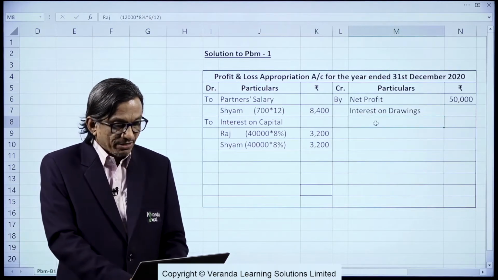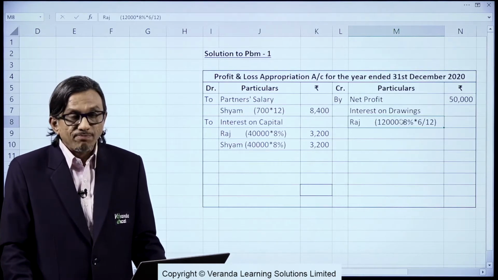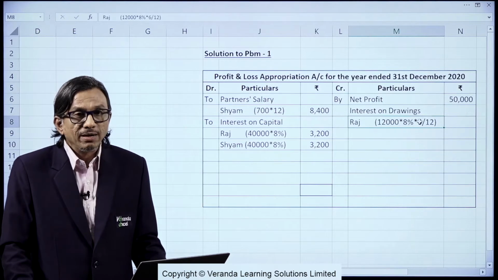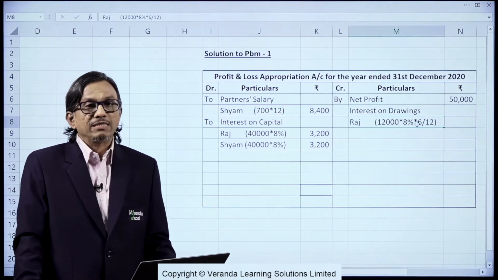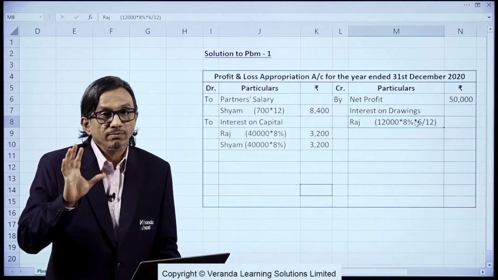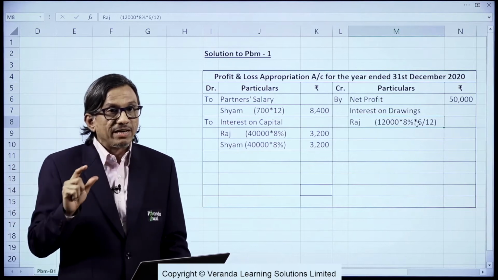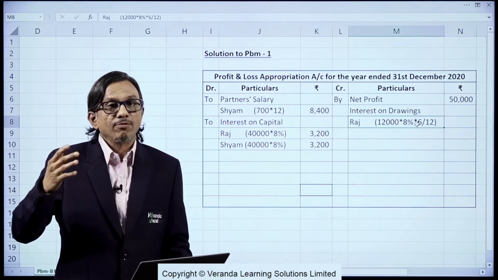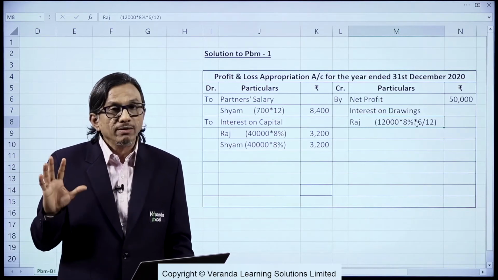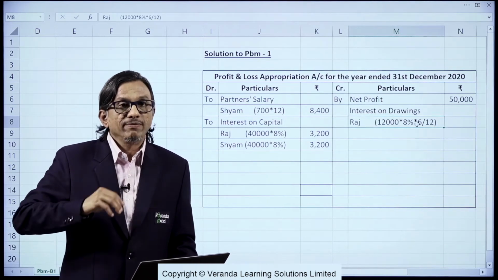How much has Raj withdrawn? He has withdrawn 12,000 rupees. Rate is 8%. But you have to multiply 6 by 12. Why multiplying 6 by 12? See, the date of drawings is not given in the problem. Therefore, we should apply the average rate. Suppose the date is given, we can calculate interest according to the number of months the money was drawn. But here, the date of drawing is not given. So we take it on an average for a period of 6 months.